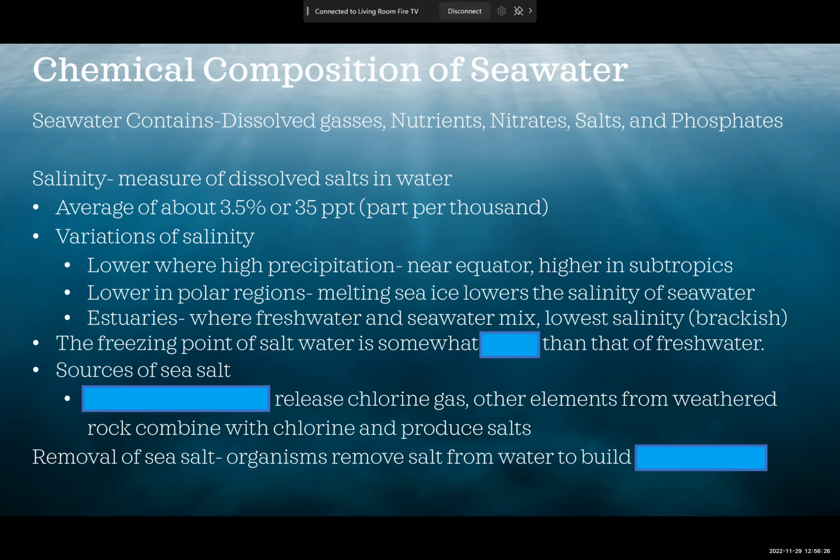So, sources of sea salt. What is this that releases chlorine gas and other elements from weathered rock, combined with chlorine and other salts?